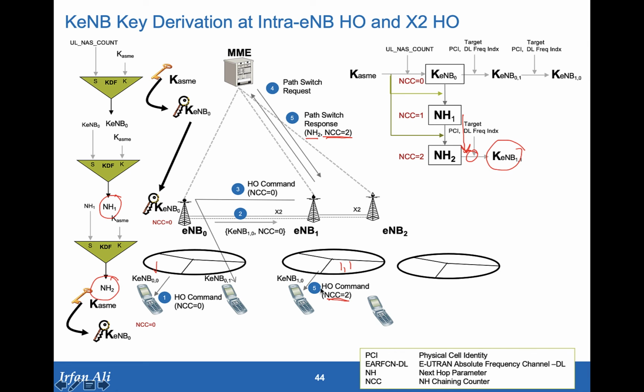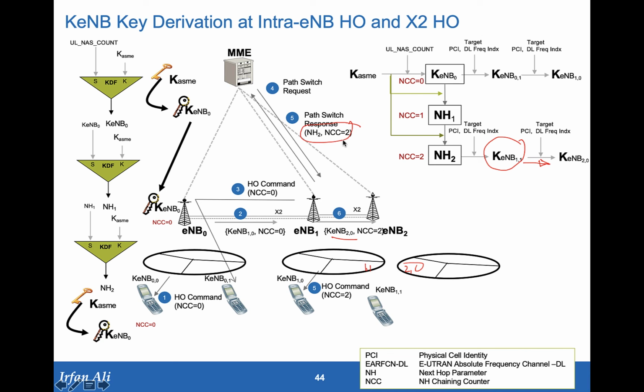Okay, and so up to this point we had the horizontal, and at this point from KeNB10 to 11 we have a vertical derivation. And now we will take a look at what happens at the next handover, which is going from this sector 11 to 20, which would be very similar to this one. So the base station eNode B1 goes ahead and computes KeNB20, doing a horizontal derivation, because it has already used NH and NCC in order to get to KeNB11.